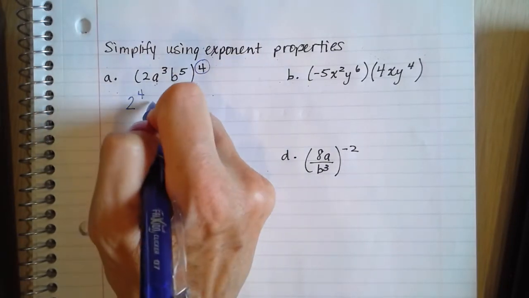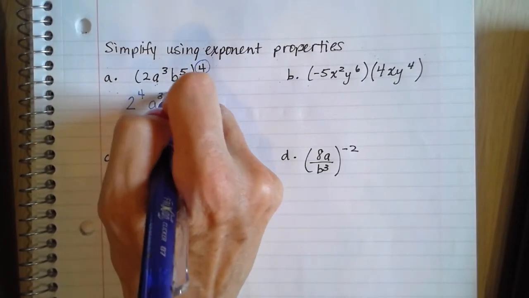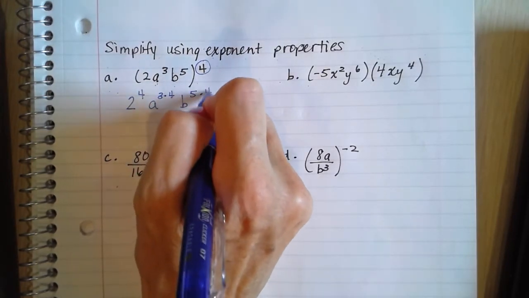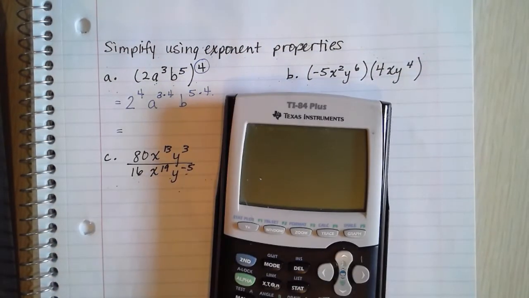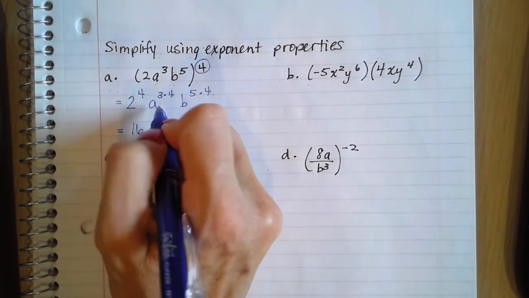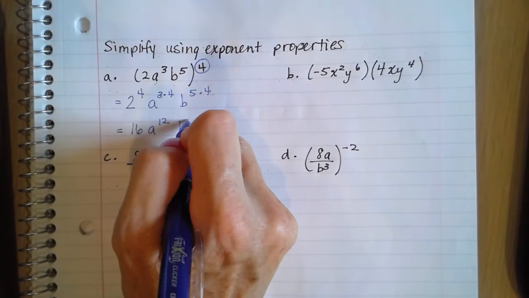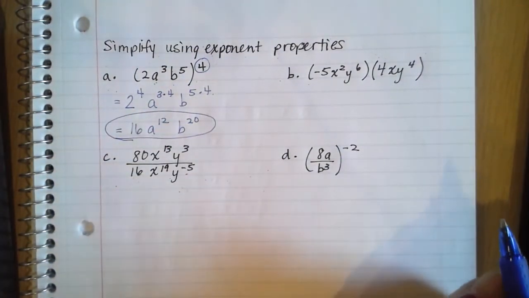The next one, a has an exponent of 3, so we're going to multiply those exponents. And then b has the exponent of 5, so 5 times 4. And that result, a lot of you could have done this in your heads. On the calculator, you can go 2 to the 4th power, and we know that that is 16. And so that's 16a to the 3 times 4, which is 12, a to the 12, then b, 5 times 4 is 20, b to the 20th. So 16a^12 b^20 is our first answer.